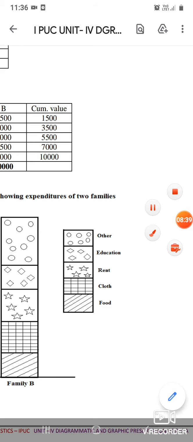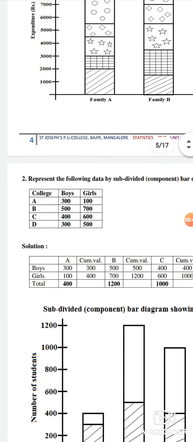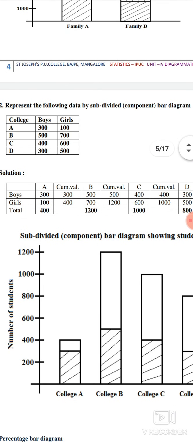Now, go for the next one. Represent the following data by subdivided bar diagram. College A, B, C, D, boys and girls are given. Strength of boys and girls for four colleges are given. Okay. Now, boys, girls for college A. College A, boys is 300 and girls is 400.